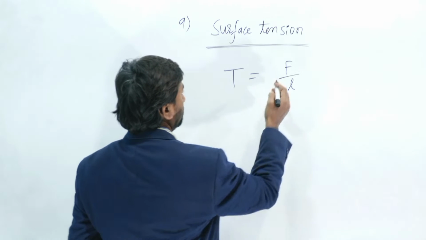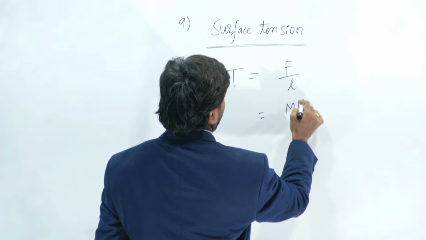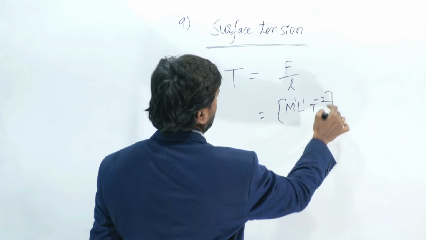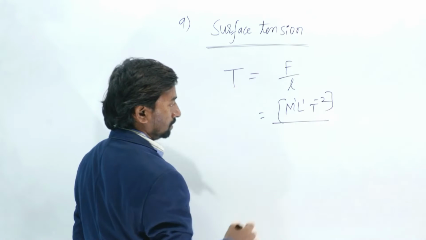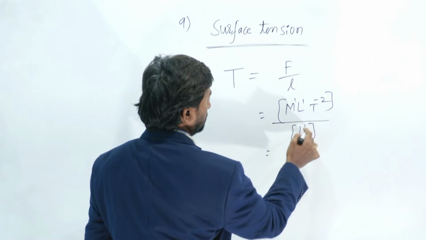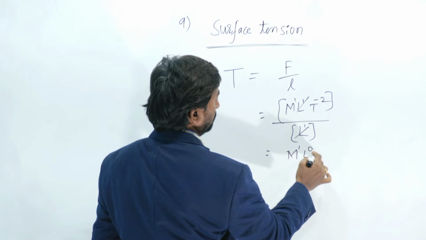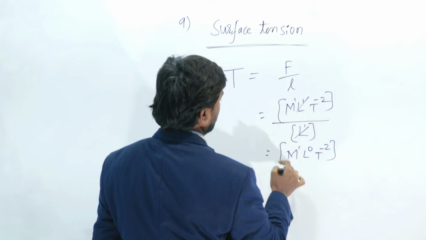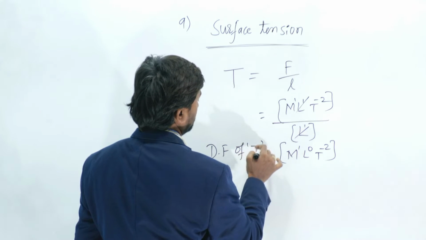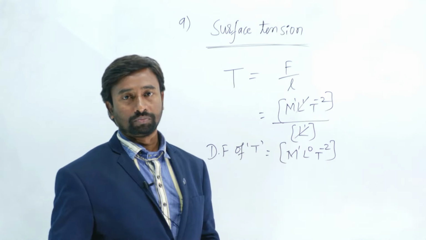So we know the dimensional formula of force here, that is M power 1 L power 1 T power minus 2, divided by L, the dimensional formula of length, which is L power 1 only. If you write it here, this L and L will be cancelled. So we will get M power 1, L power 0, T power minus 2. So this is the dimensional formula of surface tension T. T is equal to M power 1, L power 0, T power minus 2.